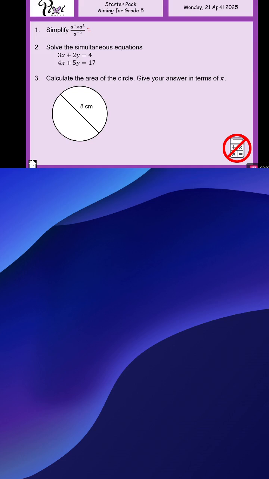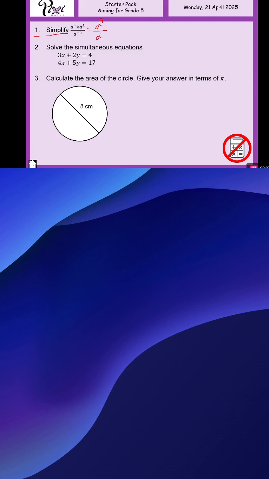Question number 1. We're asked to simplify e to the power of 4 times e to the power of 3, all over e to the power of minus 2. When we multiply with the same base, we add the powers, the indices, the exponents. 4 plus 3 is 7, so we have e to the power of 7 divided by e to the power of negative 2.